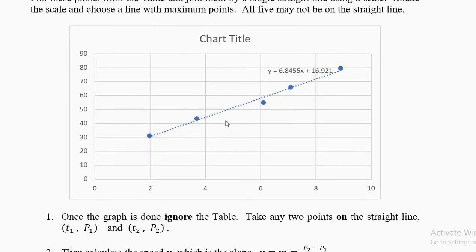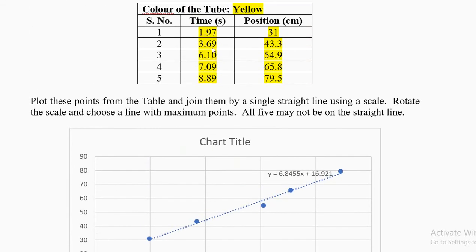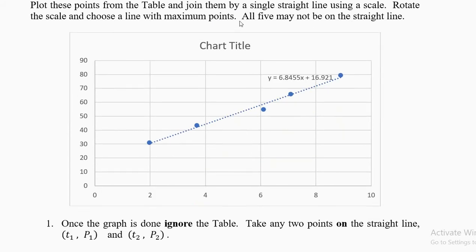Now please remember, your graph will not be perfect. There are 5 points. At least 1 or 2 points will be outside the line. So you rotate your scale. First put the points. This is your time, this is your position. Then once you have put these two things on the graph, the yellow columns I should say, after you put the point, do not look at the table.